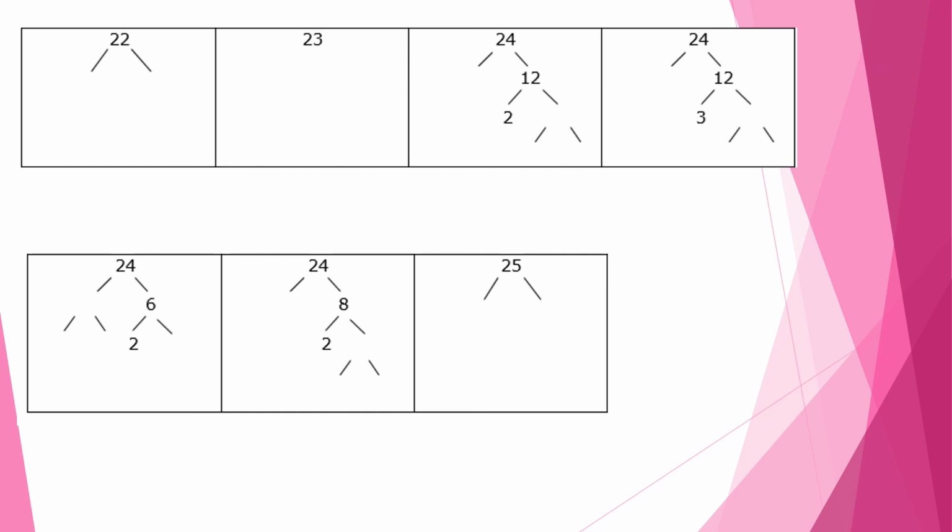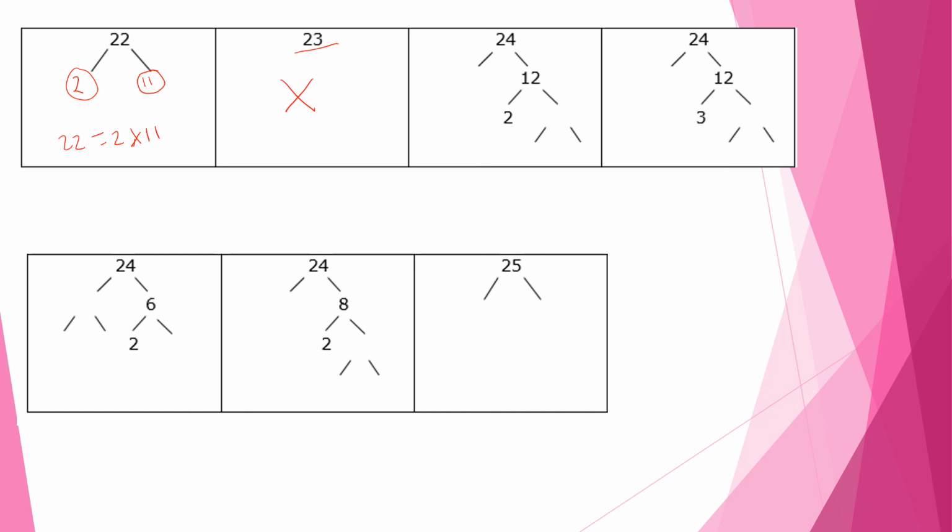So let's start off with the first one then. 22 we're going to split into 2 times 11, and both 2 and 11 are prime numbers. So 22 is 2 times 11. 23 was a trick one because 23 is already a prime number, so you cannot present 23 as a product of its prime factors because it doesn't have any.